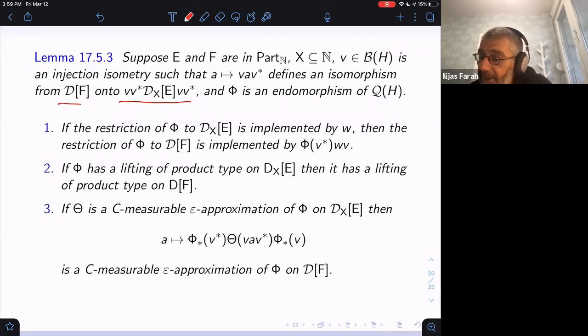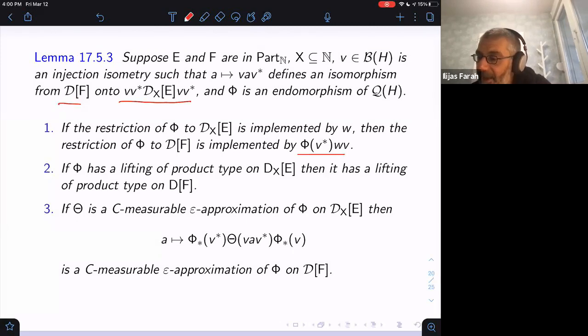So part number one: if the restriction of phi to DX is implemented by some W, which is probably unitary, then the restriction of phi to DF is implemented by phi of V star W V. And you probably recognize that this is exactly the formula that we had in the previous situation. That's exactly what you obtain by working this out. So basically, we already proved this in a slightly different context, but as I said, all of these proofs are analogous.